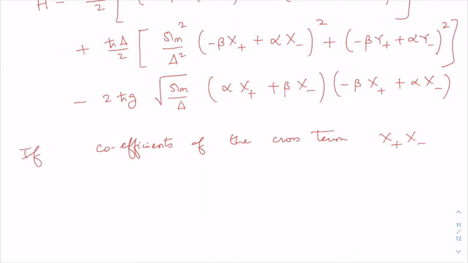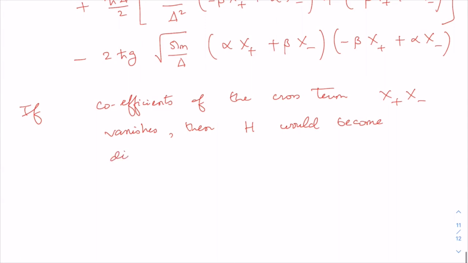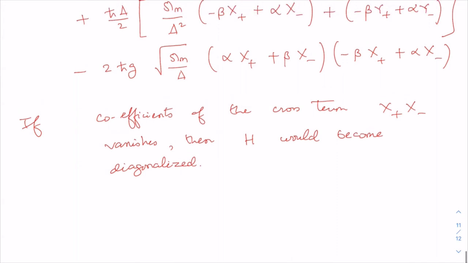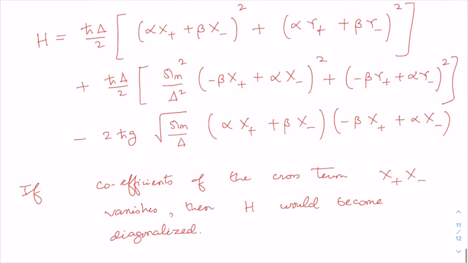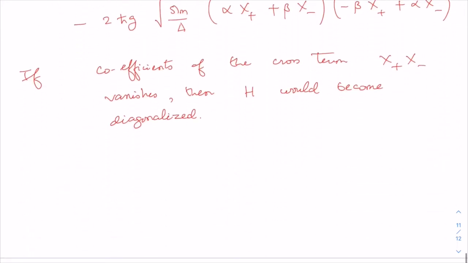If the coefficient of the cross term x plus x minus vanishes, then H would become diagonalized. That means it will not have any off diagonal elements in the Hamiltonian. I am not talking about y plus y minus, because if you do the calculations, and because of the fact that alpha square plus beta square is equal to 1, the coefficient of that particular cross term is anyway going to vanish.